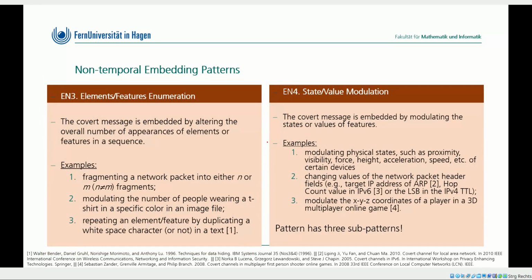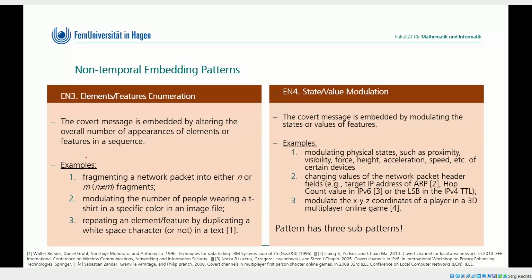The element features enumeration pattern is also something that you have already seen. Here the covered message is embedded by altering the overall number of appearances of elements or features in a sequence. For instance, we could fragment a network packet into either N or M fragments. We could modulate the number of people wearing a t-shirt in a specific color in an image file, or we could repeat an element or feature by duplicating white space characters or not in a text.